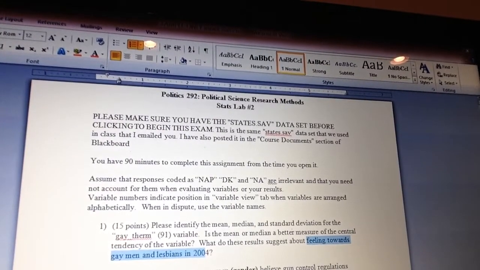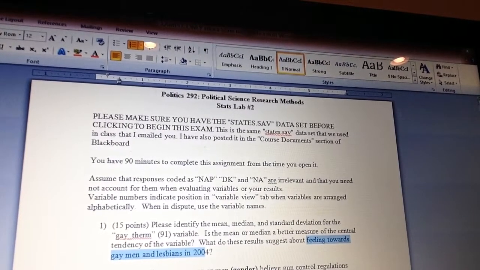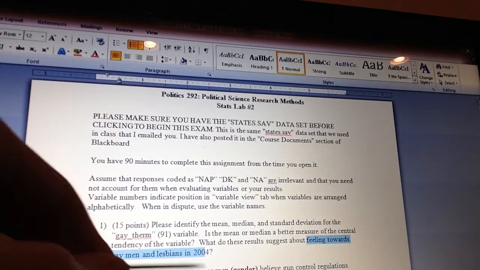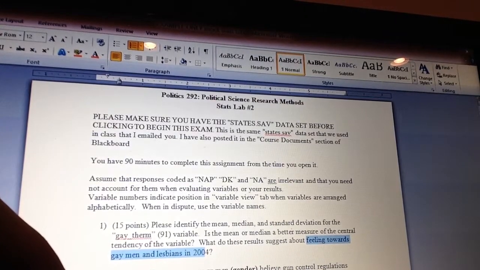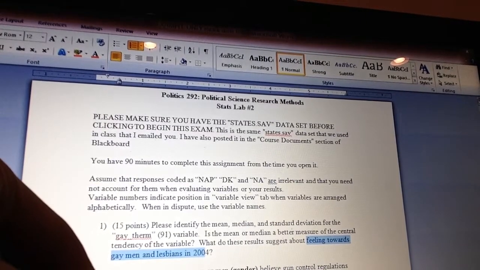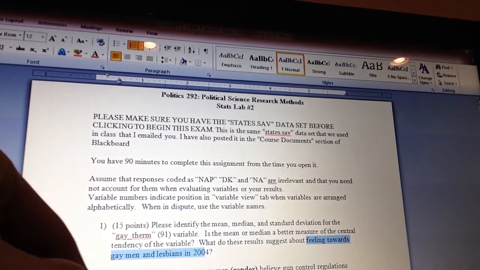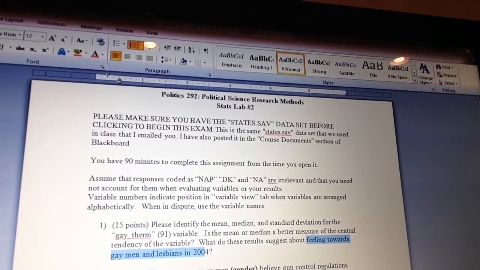Do more women or men believe gun control regulations should be strengthened? Do these results suggest a gender divide in American attitudes towards gun control? Now, what I'm asking you here is to take one variable and divide it in terms of another variable, all right? That's a classic crosstab question.